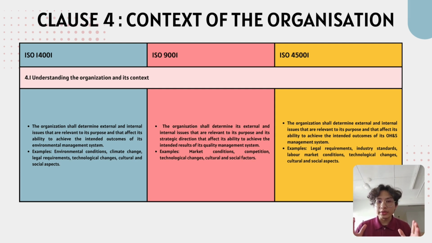As for ISO 9001, the organization shall determine its external and internal issues that are relevant to its purpose and its strategic direction that affect its ability to achieve the intended result of its quality management system. For example, market condition. Next is ISO 45001. The organization shall determine external and internal issues that are relevant to its purpose and that affect its ability to achieve the intended outcomes of its occupational safety and health management system. For example, legal requirements, industry standards, labor market conditions, and social aspects.